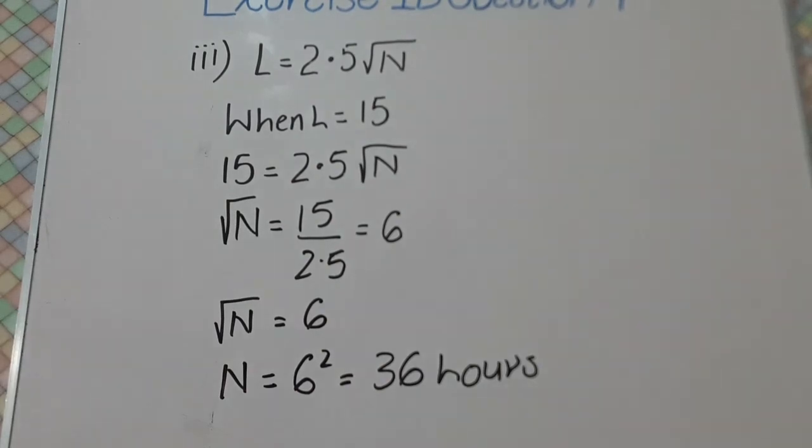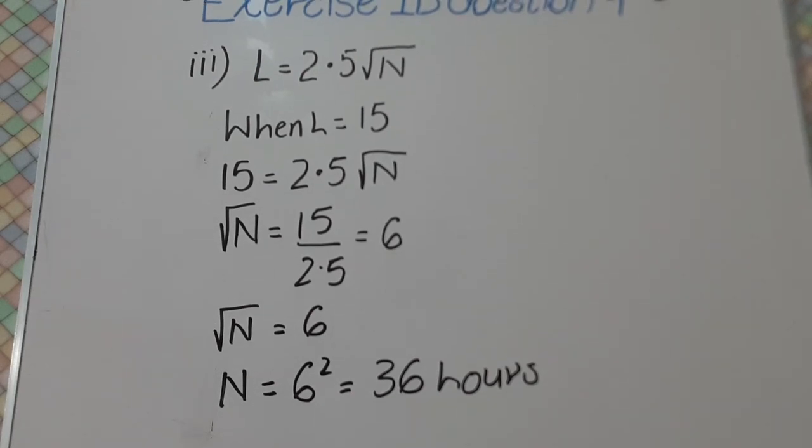And you can also write the statement by yourself that it would take 36 hours for an earthworm to grow to the length of 15 centimeter. So this was question number 9 of exercise 1B.